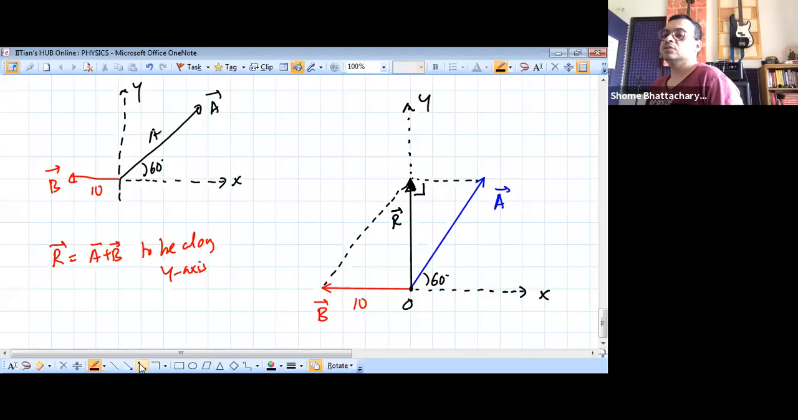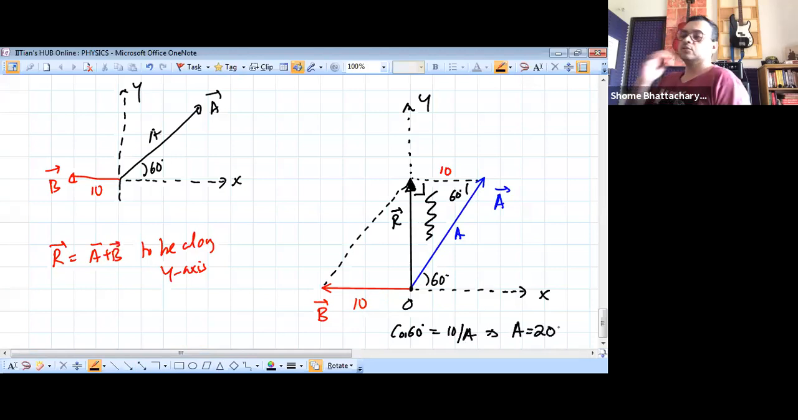Now you use the property of the parallelogram. If this side is 10, the opposite side should also be 10, and this side is the unknown quantity A. And if this angle is 60, then obviously this angle is also 60. So within the parallelogram, you can see there's this right angle triangle. It's the same as the sum triangle, A plus B, so again you use the same property. Your cos 60 should be equal to 10 by 2, the same as given. So that's yet another way.